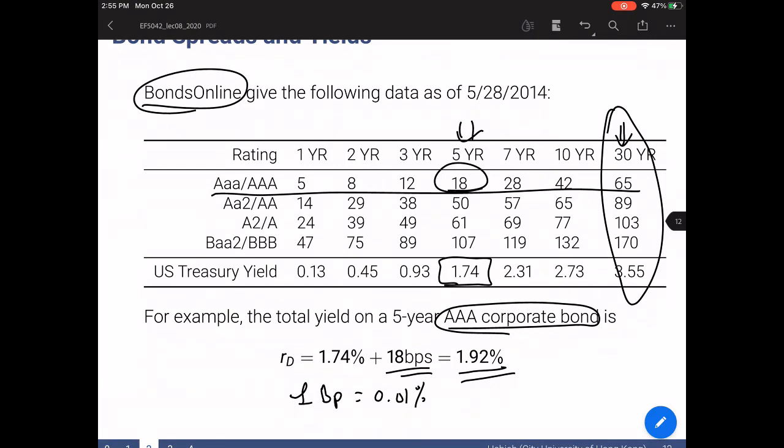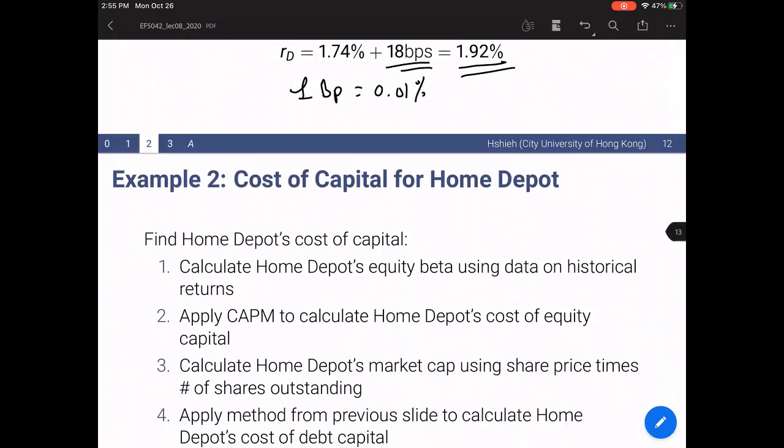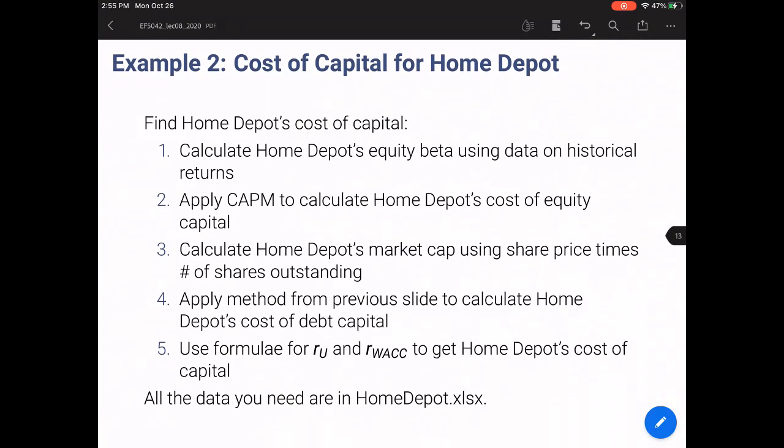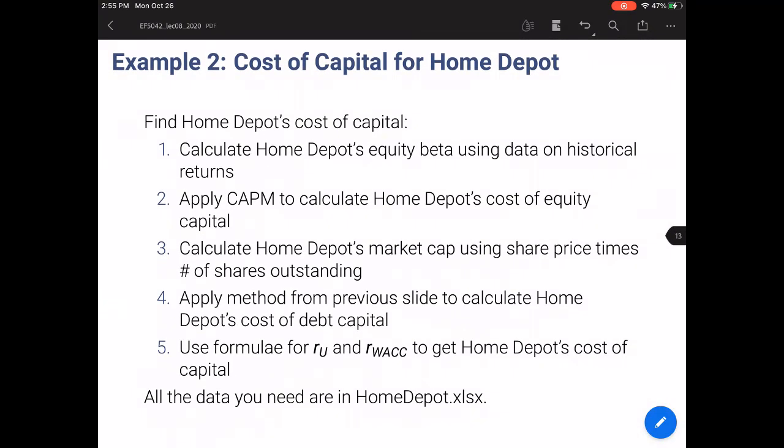All right. So there isn't a sample exercise of computing the cost of capital for Home Depot, so I'll let you look over that yourself. I will go over this in the Zoom session in a few days.